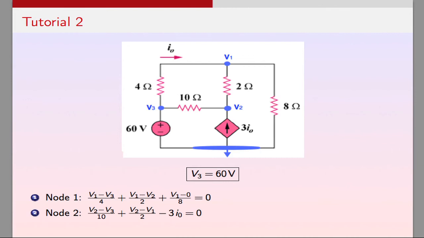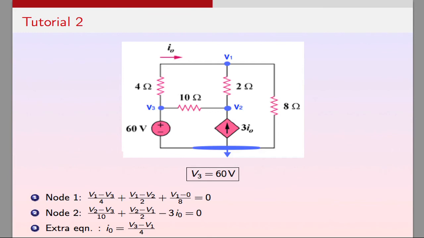Now we have 2 equations and 3 unknowns. Therefore, we need an extra equation. This extra equation involves the current I0 and is given by I0 is equal to V3 minus V1 divided by 4. All we need to do is to simplify these equations.